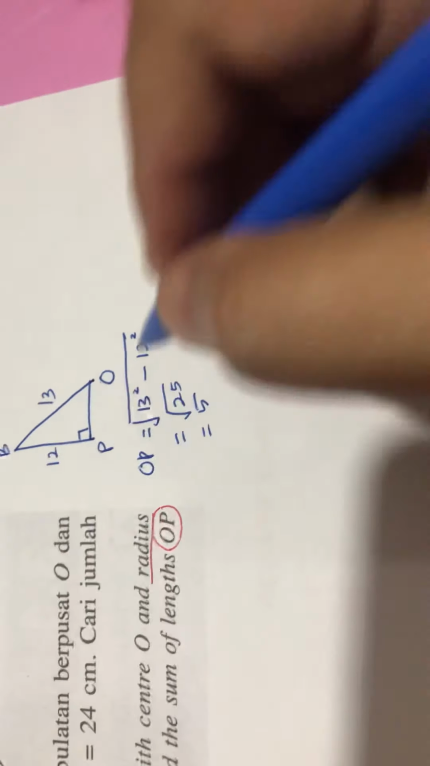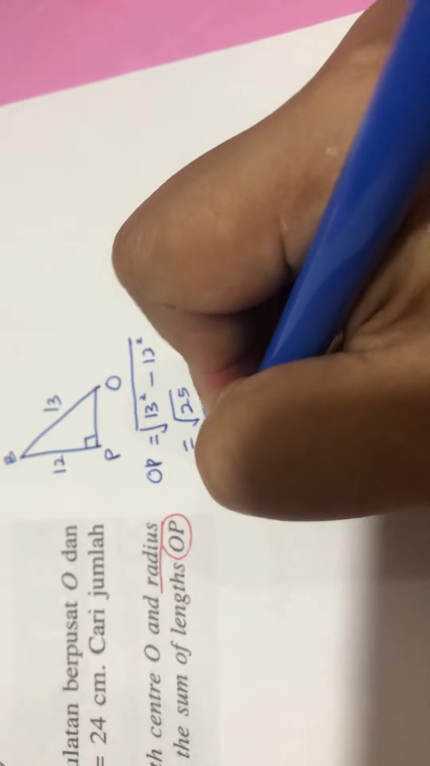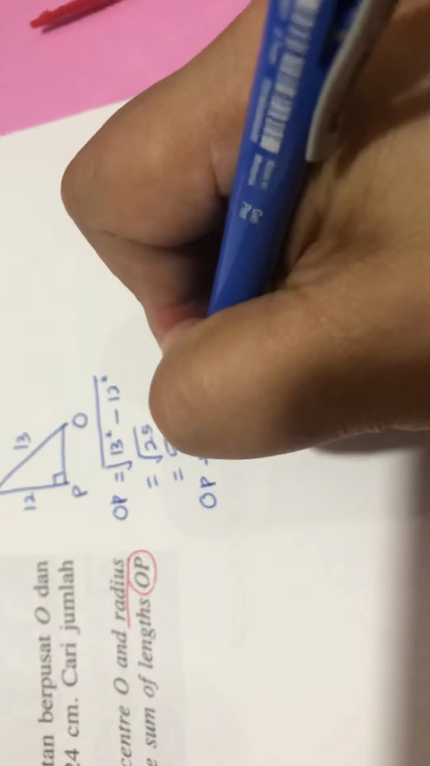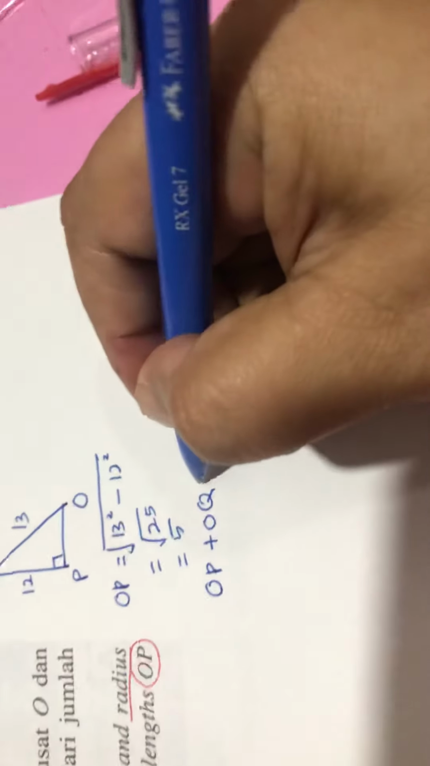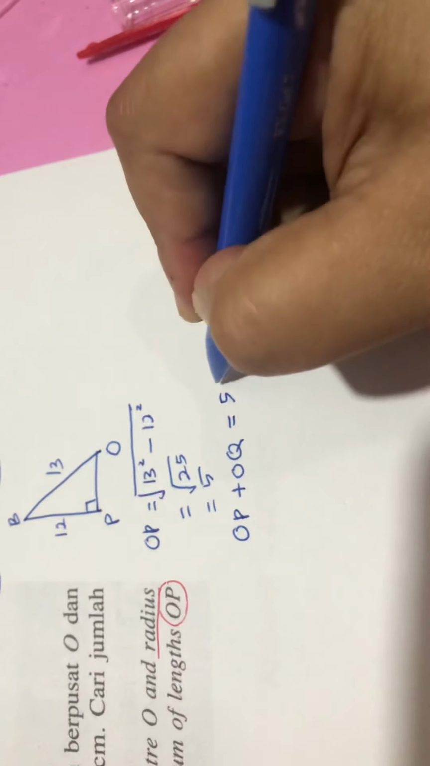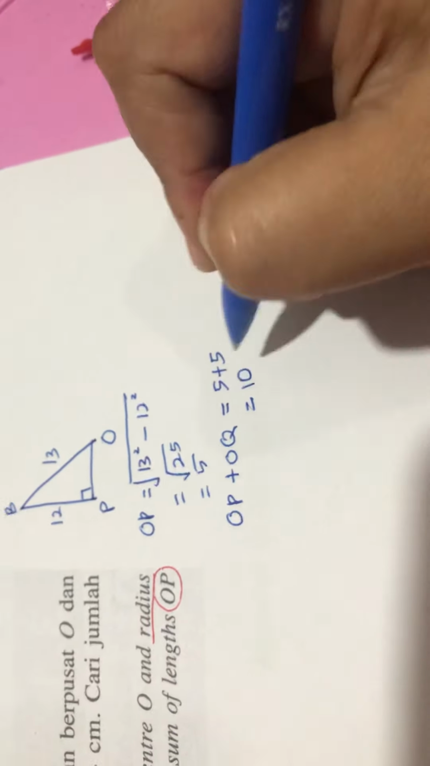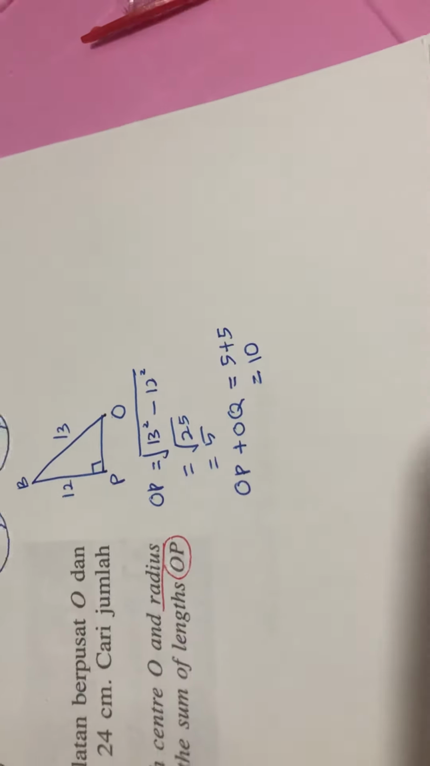The question asks you to find the sum of OP and OQ. So OP plus OQ is equal to 5 plus 5, and then the answer will be 10. That's it for this question.